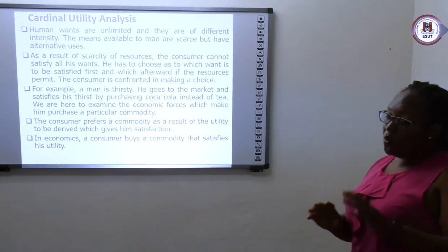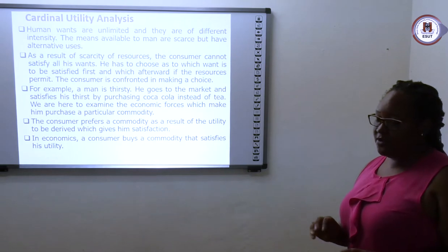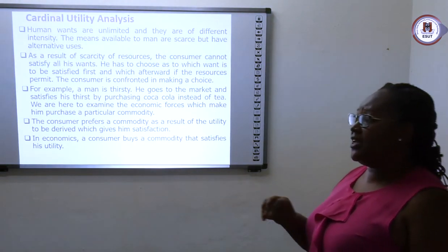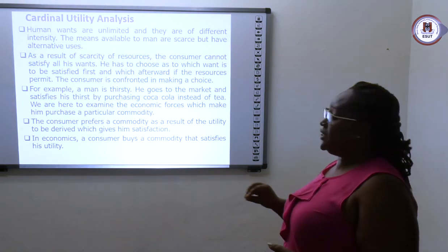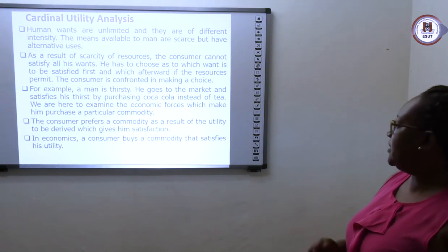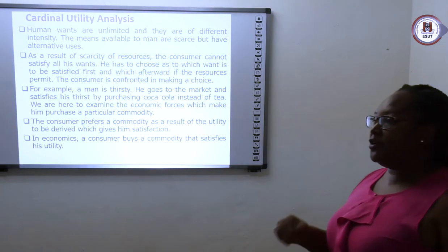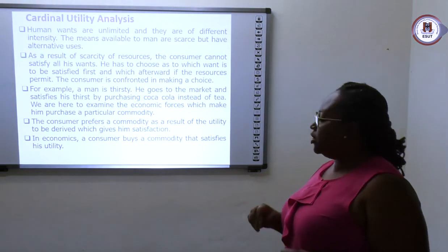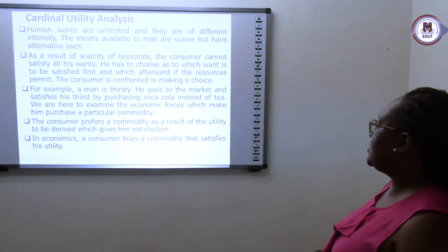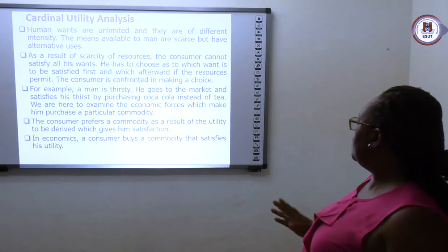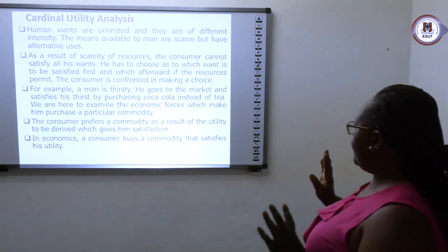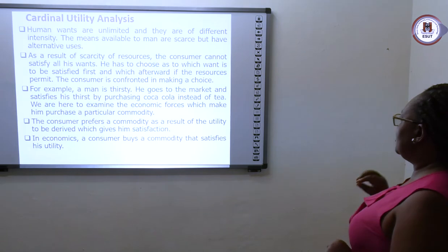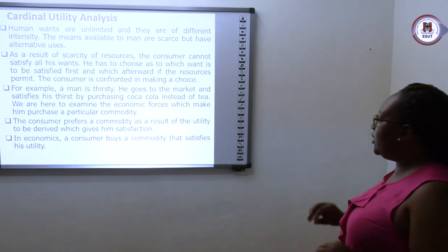For example, when we have coal as a resource, coal can be used in an industry in order to produce goods and services that are being demanded in the economy. Then coal can also be used for running trains. Coal can also be used in domestic cooking. So there are different ways of using a particular resource. That's the essence of alternative uses. As a result of scarcity of resources, the consumer cannot satisfy all his wants.